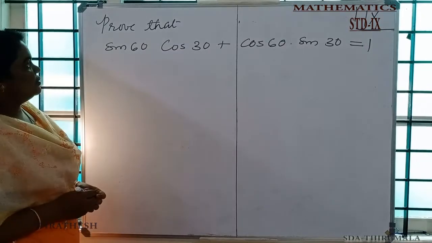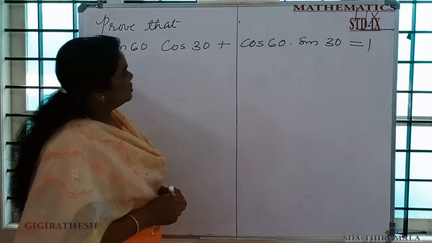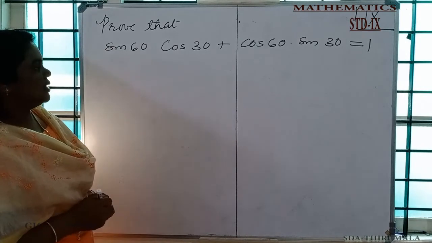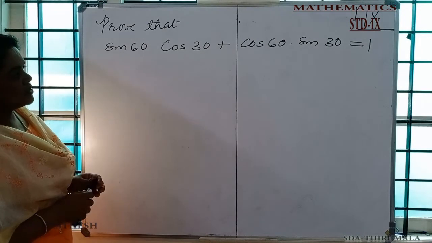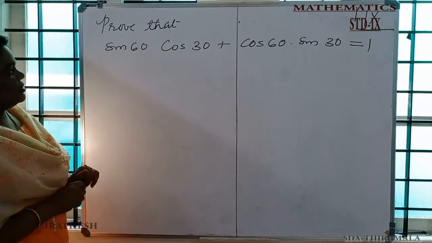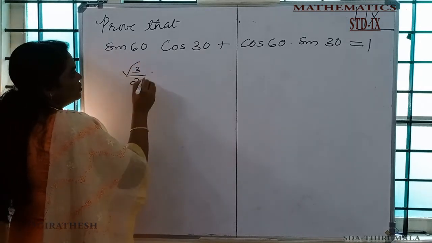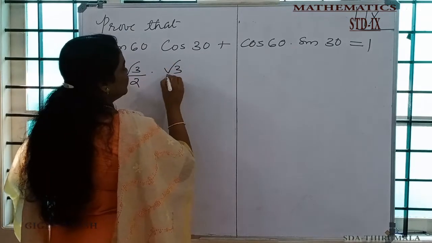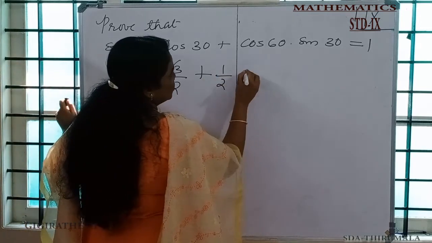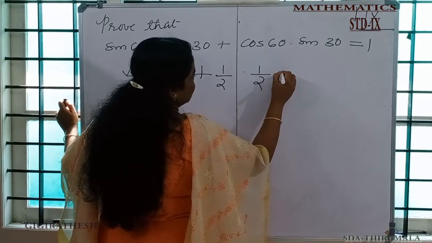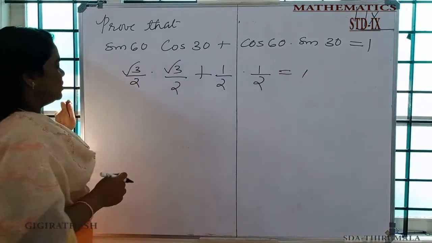Okay, next question. Prove that sin 60 into cos 30 plus cos 60 into sin 30 is equal to 1. We want to prove that the RHS is equal to 1. And what are the values of these? Sin 60 is equal to root 3 by 2, into cos 30, which is also root 3 by 2, plus cos 60, which is equal to 1 by 2, into sin 30, which is equal to 1 by 2. That is equal to 1. Okay, and then, root 3 into root 3 is equal to 3.